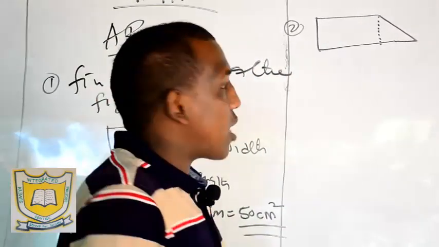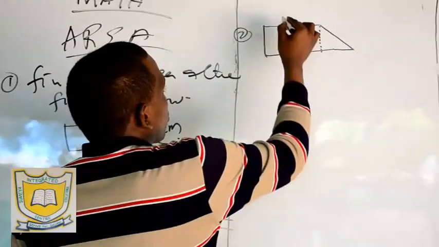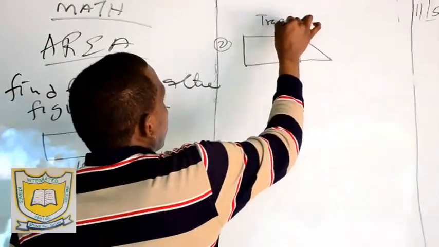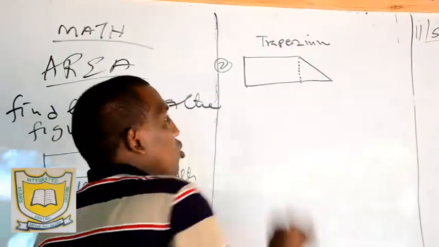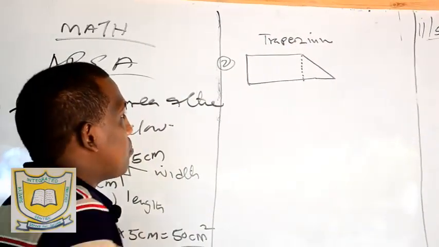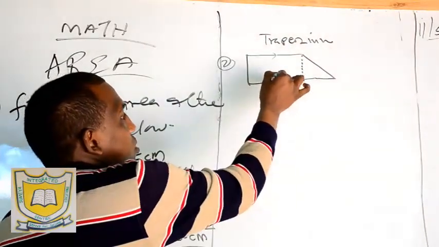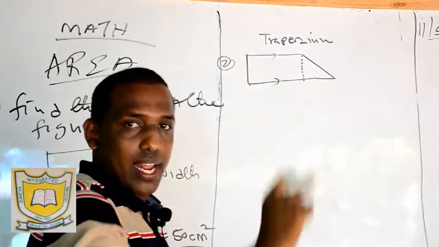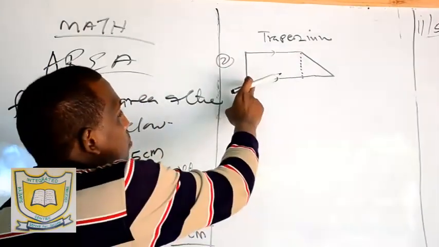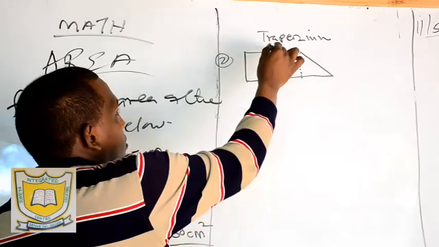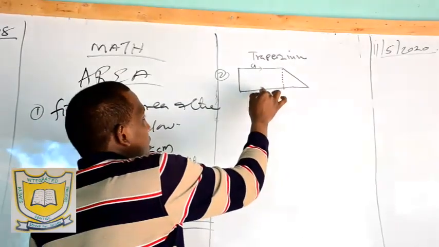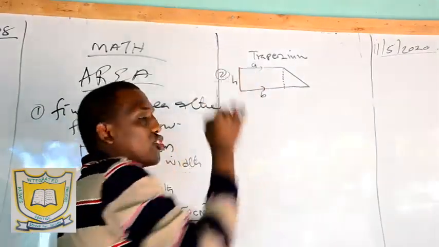Remember, this figure is called trapezium. Trapezium, this line is parallel to this line. So it has a pair of parallel lines. This line we call it A, and this one is B, and this one is H, the height.